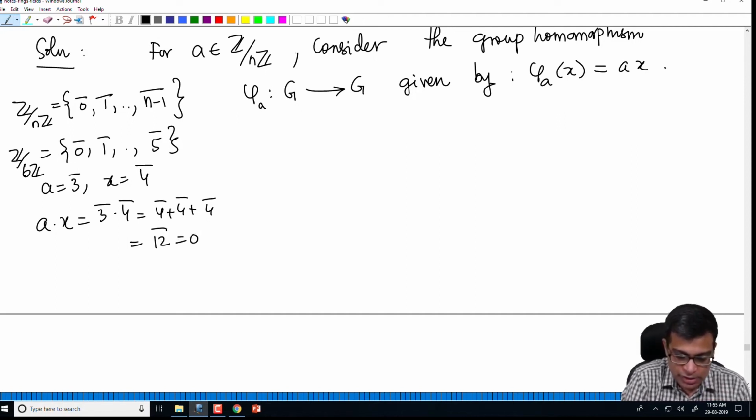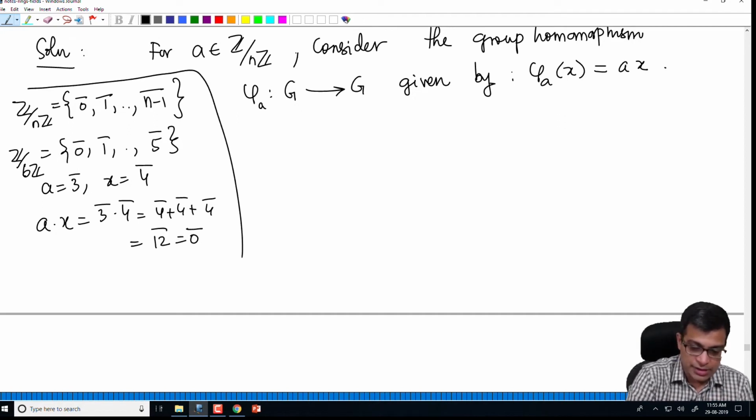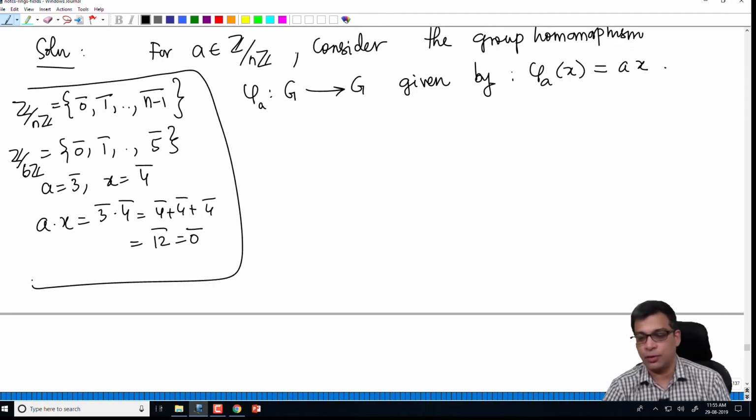This is 12 bar, which is actually 0 bar. So this is an example. We can always make sense of A times X as X plus X plus X, A times, where A is an element of G. So it's not an integer, but it has a representative in the ring of integers. Now if you take another representative, Ax does not change.